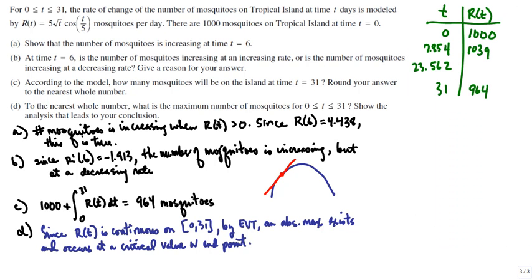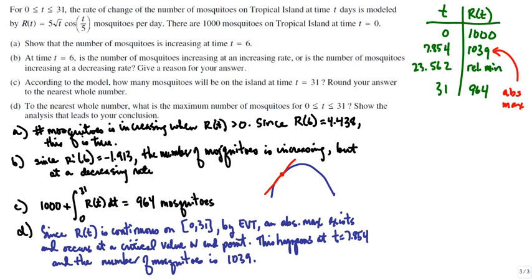However, for this one I know that's a relative min, and that can never be the absolute max. So I don't really need to determine what the quantity is at that time. So I just go ahead and identify that 1,039 was my absolute max, and so I write this happens at t equals 7.854, and the number of mosquitoes will be 1,039. So that completes this problem.